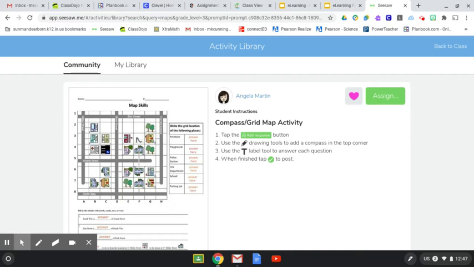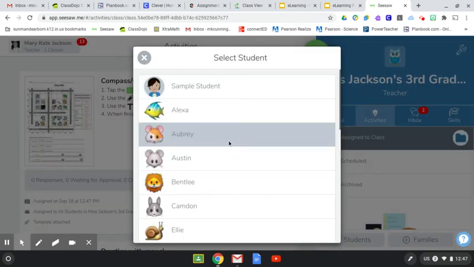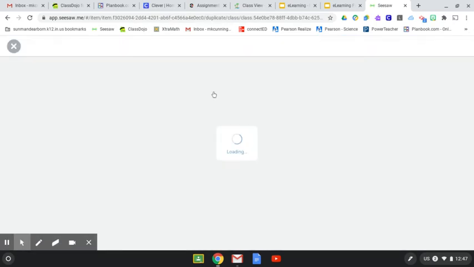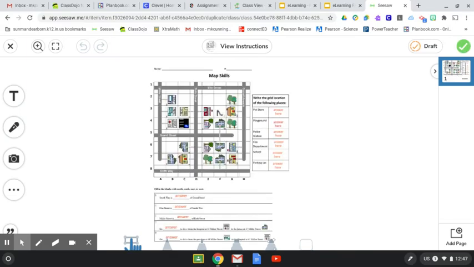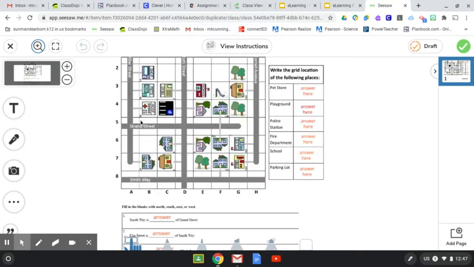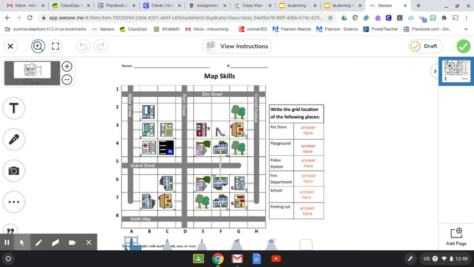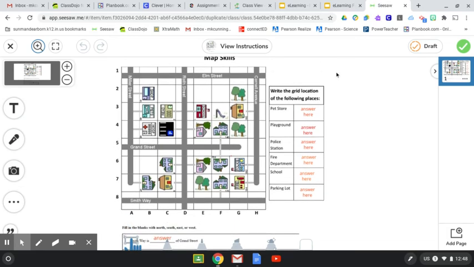So we're going to be talking about maps today. And I have two things assigned, but I think we're just going to do this one together here. So I'm going to go in as a sample student, and I'm going to try to zoom in here because I can't really see. Okay, so it says map skills, and it's write the grid location of the following places.